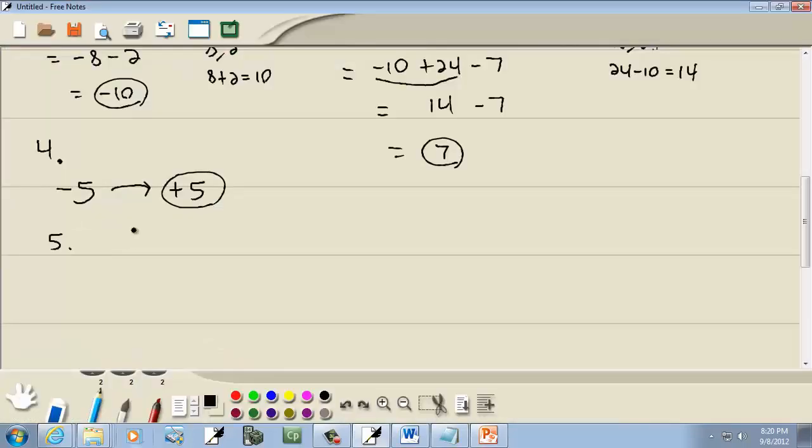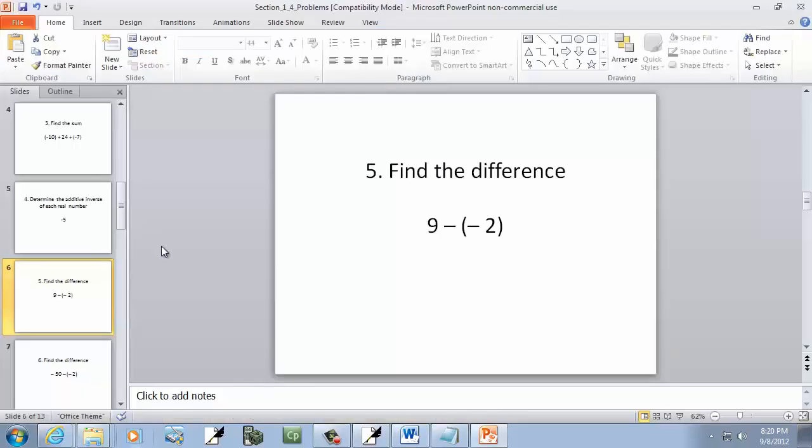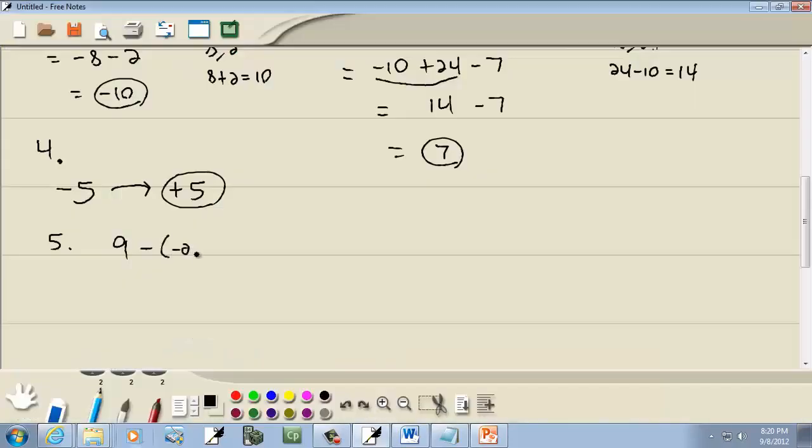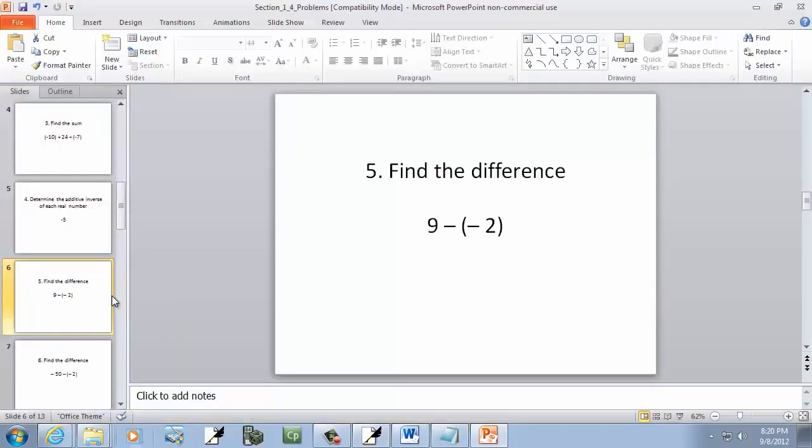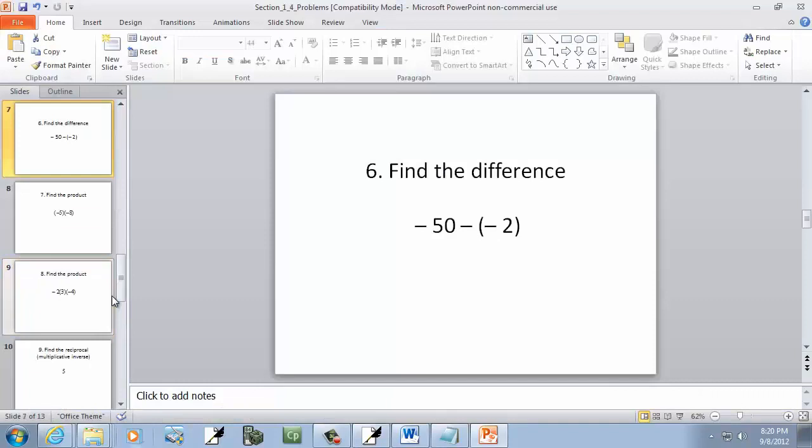And let's look at some more combining numbers. 9 minus a negative 2. This is one of our shortcuts. Negative parentheses negative becomes a positive. So this becomes 9 plus 2. And if I add those together, it gives me 11. Didn't have to use our cases. We know how to do 9 plus 2.